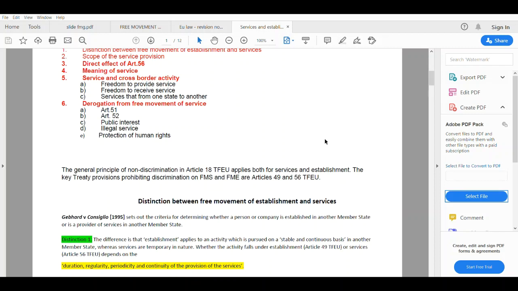According to the case, the key difference is that establishment applies to an activity which is pursued on a stable and continuous basis in another member state, whereas services are temporary in nature. This case also provided that whether the activity falls under establishment under Article 49 or services under Article 56 depends on four specific things, and those are the duration, regularity, periodicity, and the continuity of the activity.